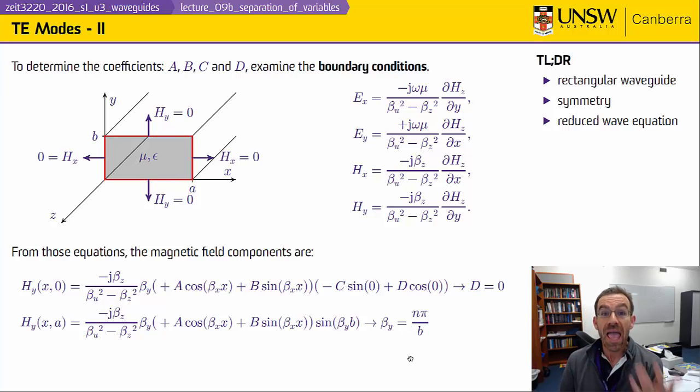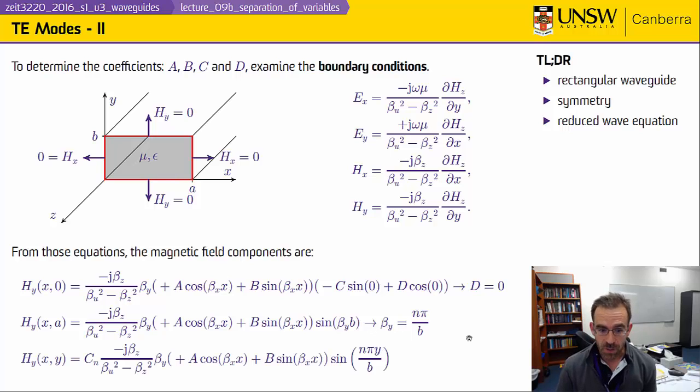Now, any integer multiple of pi will work. It can be pi over b, it can be 2 pi over b, it can be 3 pi over b, it can be 1,000 pi over b. And we're going to see that each of these solutions corresponds to an allowed mode of the problem. So we have more than one solution to the Helmholtz equation, each of which is going to have slightly different characteristics. So we've solved for d, and we've solved for beta y.